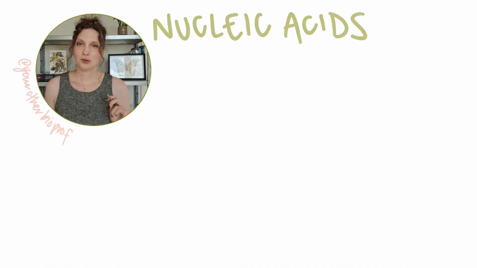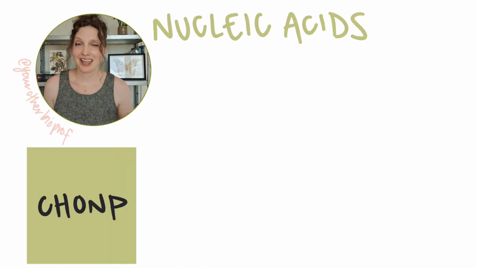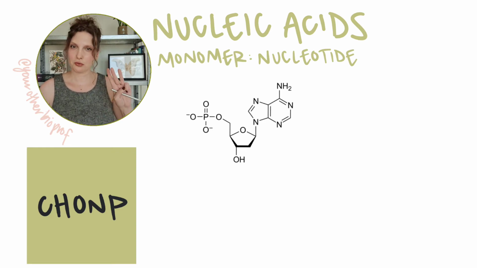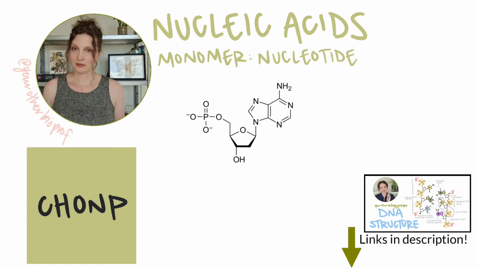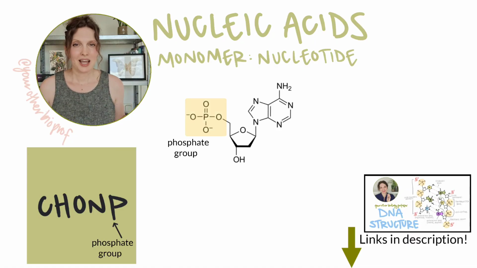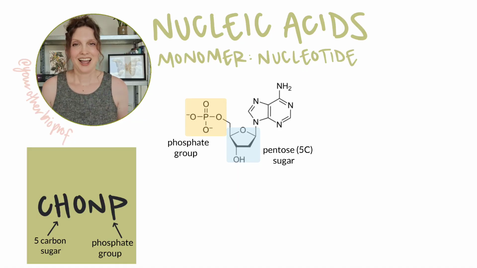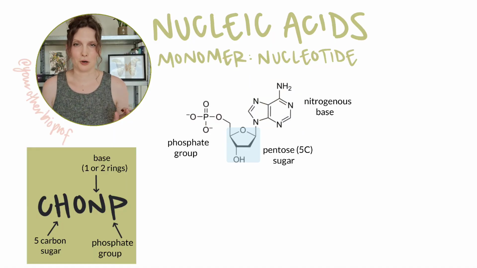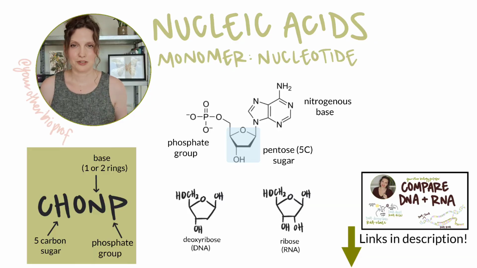The nucleic acids will also have C, H, O, and N, but we are adding P here, phosphorus. The monomer of nucleic acids is the nucleotide, consisting of 3 pieces. So you're going to have a phosphate group, just like in the phospholipids, a monosaccharide, that's right, monomer and a monomer here, as well as a nitrogenous base. DNA and RNA nucleotides utilize different 5-carbon sugars, deoxyribose for DNA, ribose for RNA.